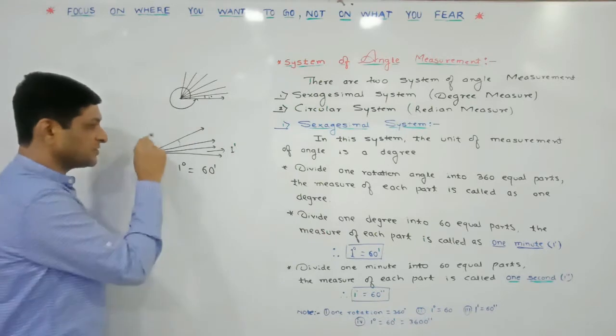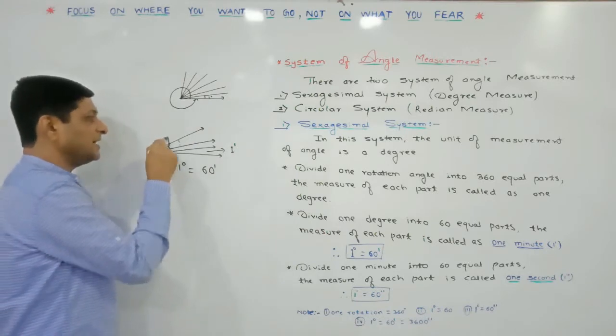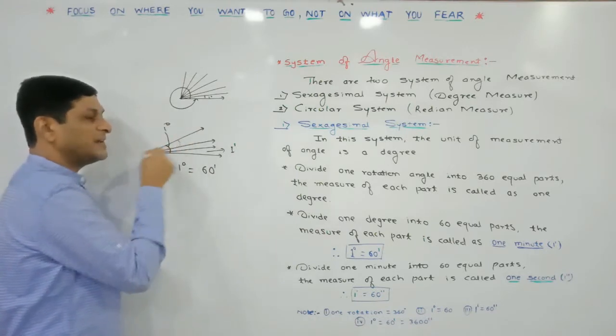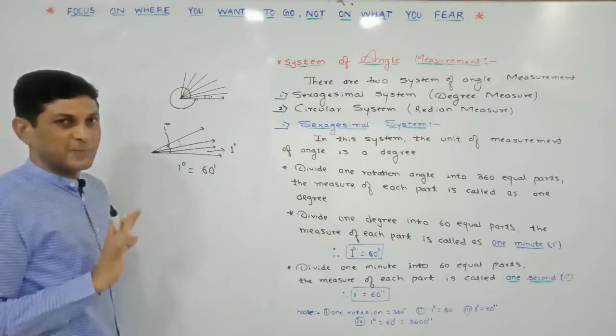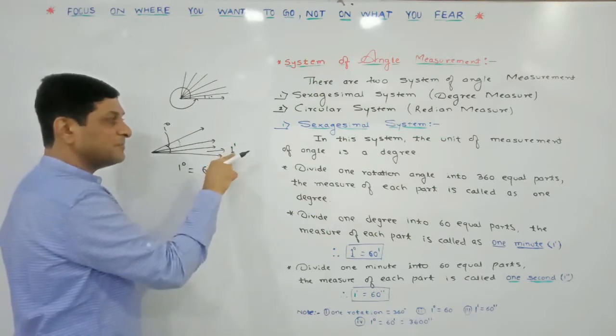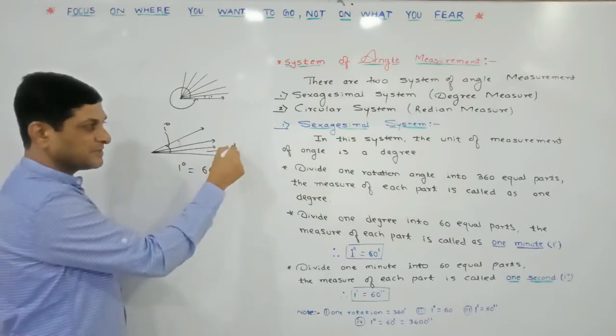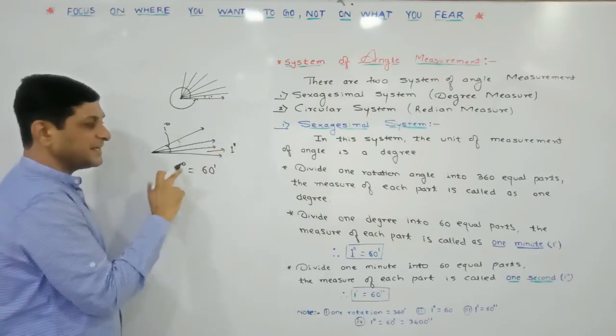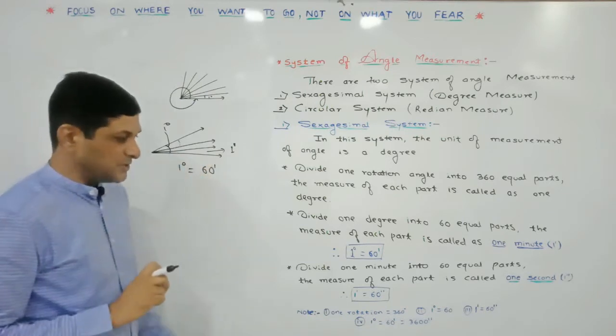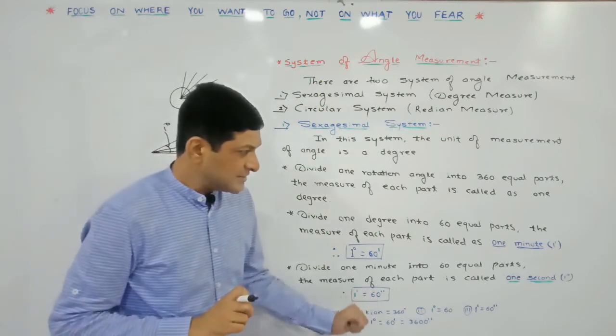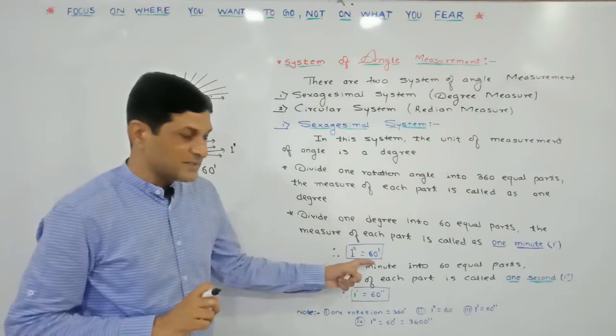So here we have got one important result, that 1 degree contains 60 minutes. This whole angle is 1 degree, and we are dividing that 1 degree into 60 equal parts. Each part is called 1 minute. And try to understand the notation of the minute: it will be denoted simply by a dash. So 1 degree contains 60 minutes.